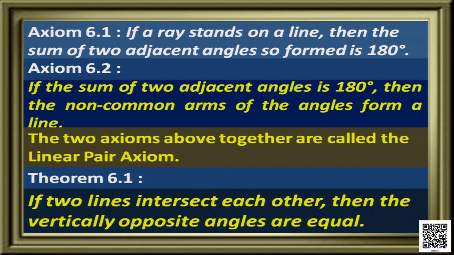And also we have discussed theorem 6.1, which states that if two lines intersect each other, then the vertically opposite angles are equal.